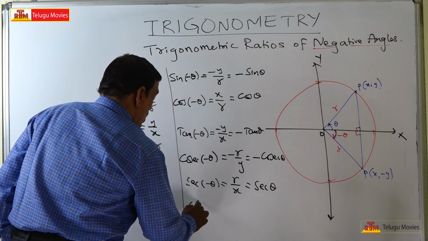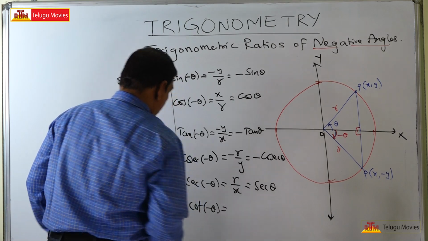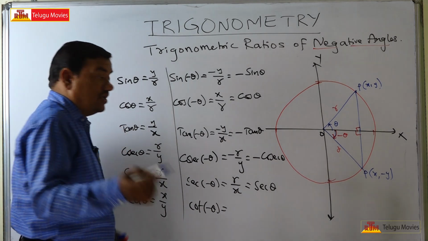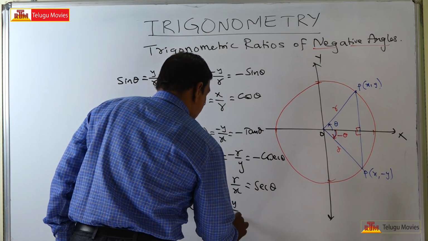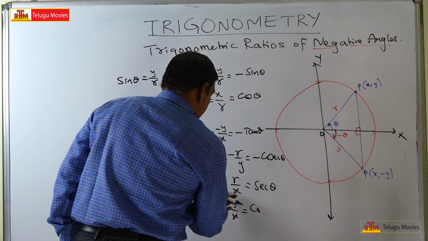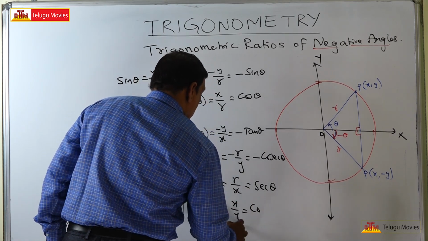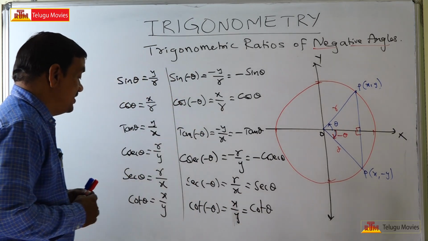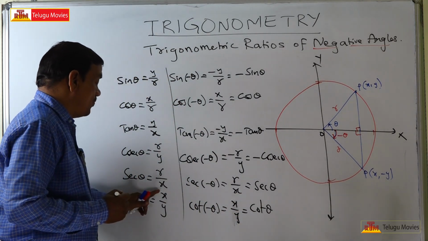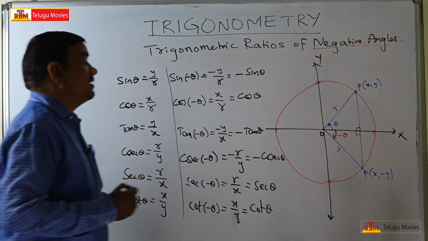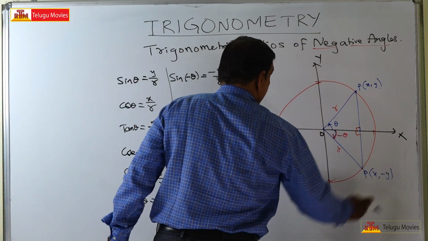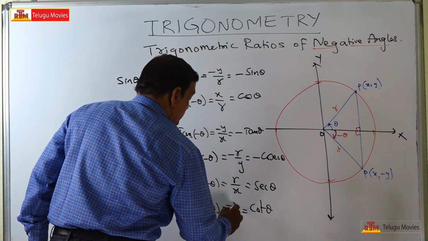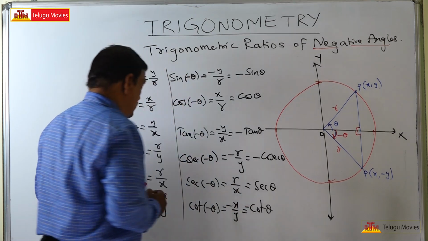Now cot of minus theta. What does cot of minus theta mean? It is x by y, independent of the radius of the circle, that is the reciprocal of y by x, sorry, x by y. With the negative angle the sign reverses, so this is equal to minus x by y, that is minus cot theta.